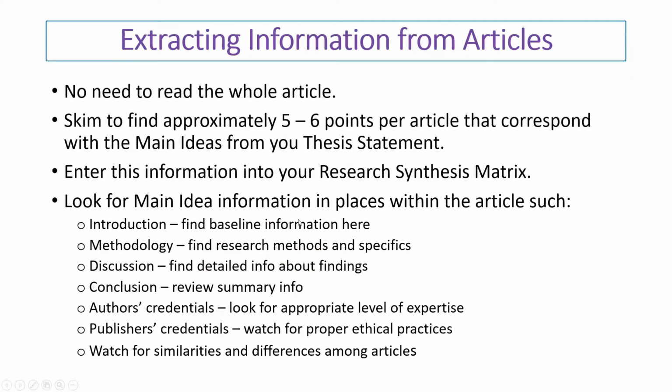So when you're reading your articles, you really don't need to read the whole article. You can skim. 5 to 6 points per article is what you're looking for, the best and most pertinent information about this topic area. And then you can put this information into your research synthesis matrix. So just briefly, these are the things that you might be looking for in articles. The main places that you'll find information for a literature review are the introduction, the discussion, and the conclusion. There are other things you want to look at, but your main places to look: introduction, discussion, and conclusion.